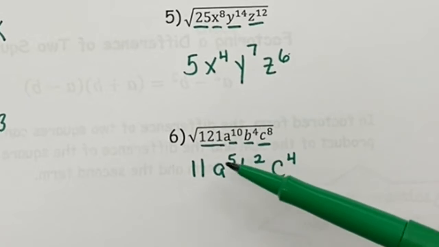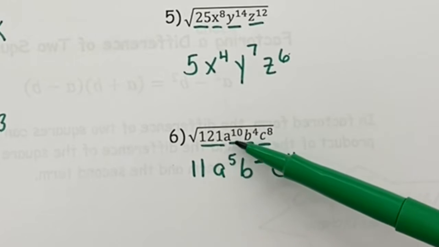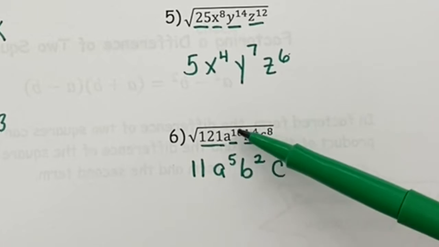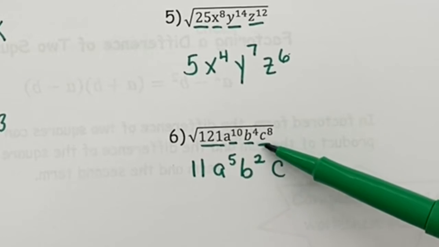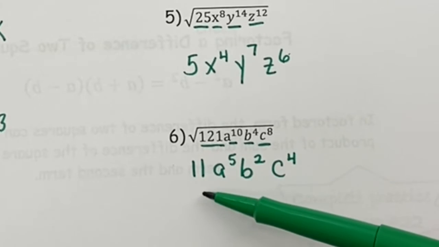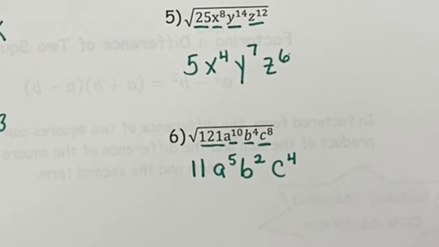Number 6, the square root of 121 is 11. The square root of a to the 10th is a to the 5th. The square root of b to the 4th is b squared, and the square root of c to the 8th is c to the 4th. So I end up with 11, a to the 5th, b squared, c to the 4th.